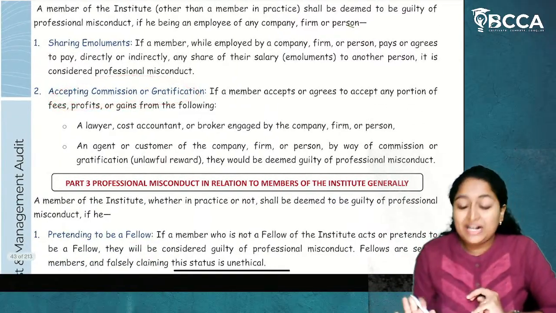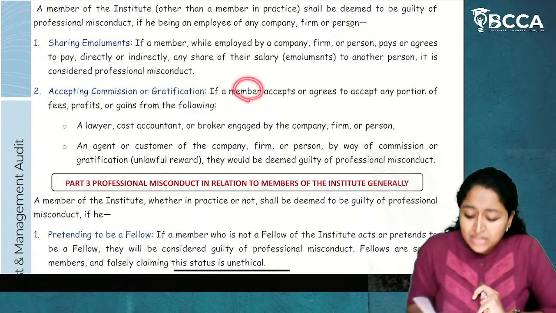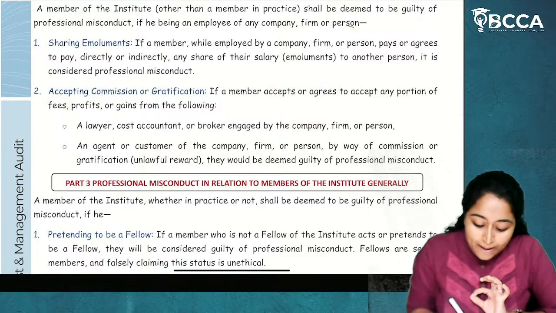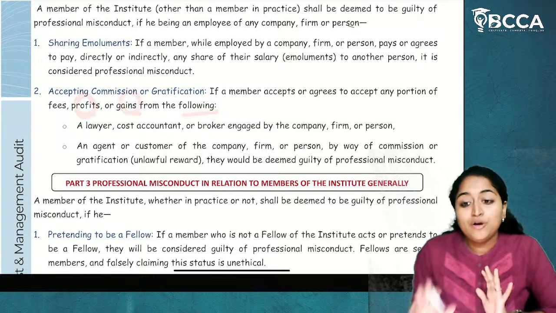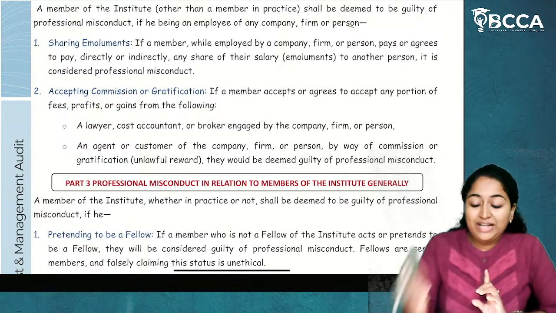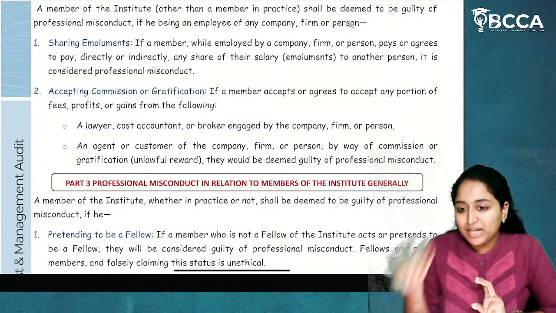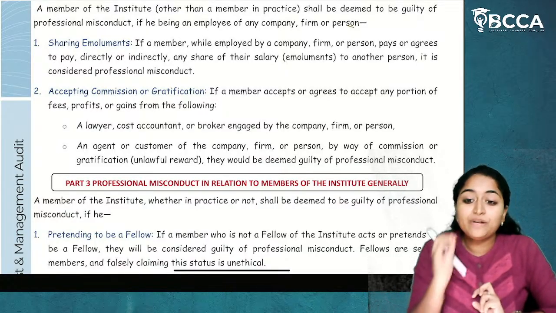Accepting commission or gratification. If a member accepts or agrees to accept any portion of fees, profit or gains from the following. You can't take commission or gratification, which means taking any payment as gratitude. You can't take it. From whom can't you take it?